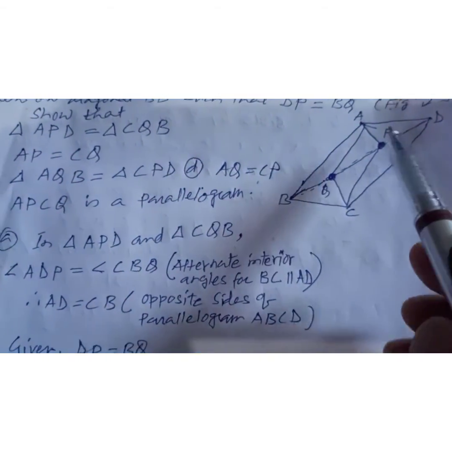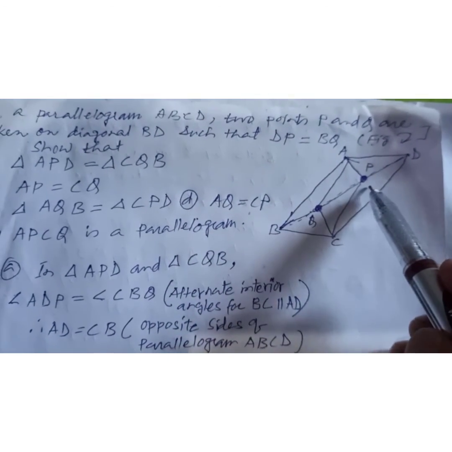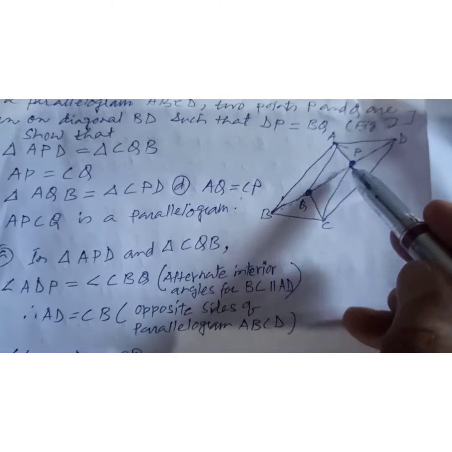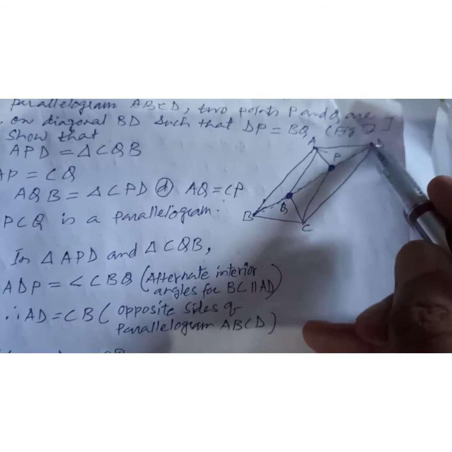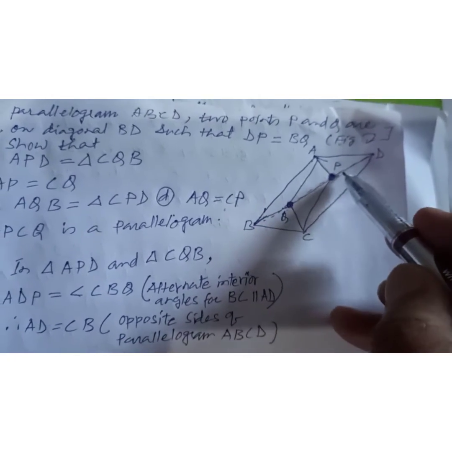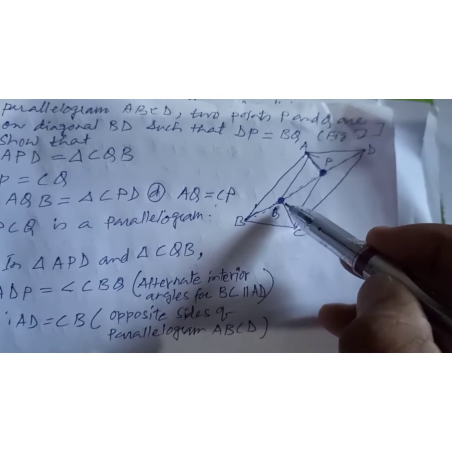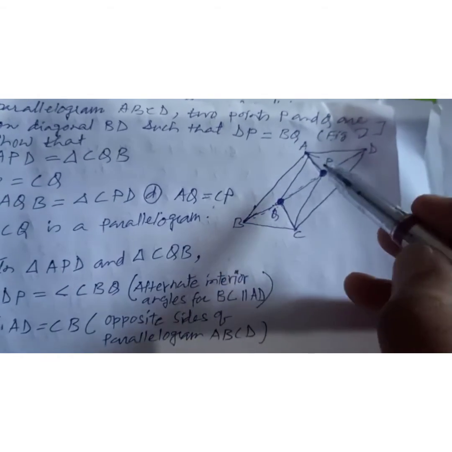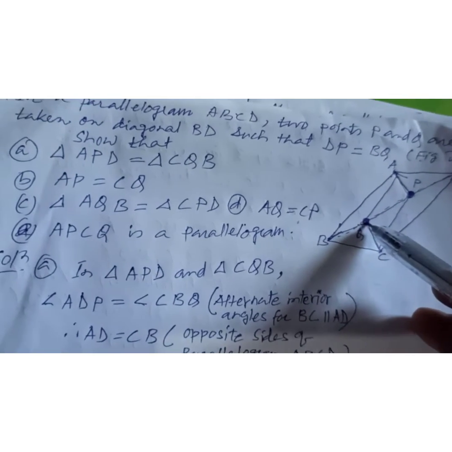See, this is ABCD, this is the main one. Yes, this is the parallelogram. Now you adjoin points P and Q on this diagonal BD. Yes, BD is the diagonal here. So you mark P and Q at the same distance, the distances should be equal. Now join A to P, Q to C, then P to C, and A to Q.